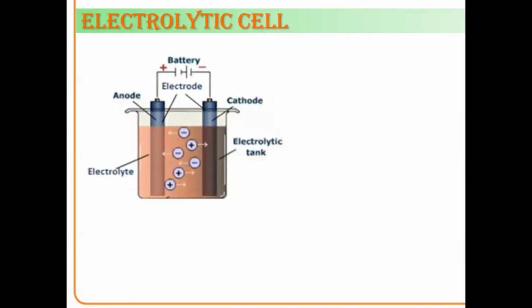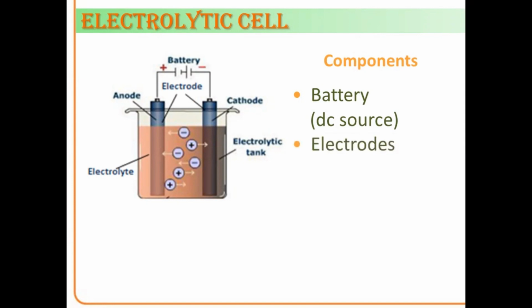Now, let's look at the electrolytic cell. Here is a diagram of the electrolytic cell, and we basically have three components. We have the battery, which is the DC source. We have the electrodes, of which there are two types. We have the anode, which is the positively charged electrode, connected to the positive of the battery. And then we have the cathode, which is the negatively charged electrode, connected to the negative plate of your battery or cell.